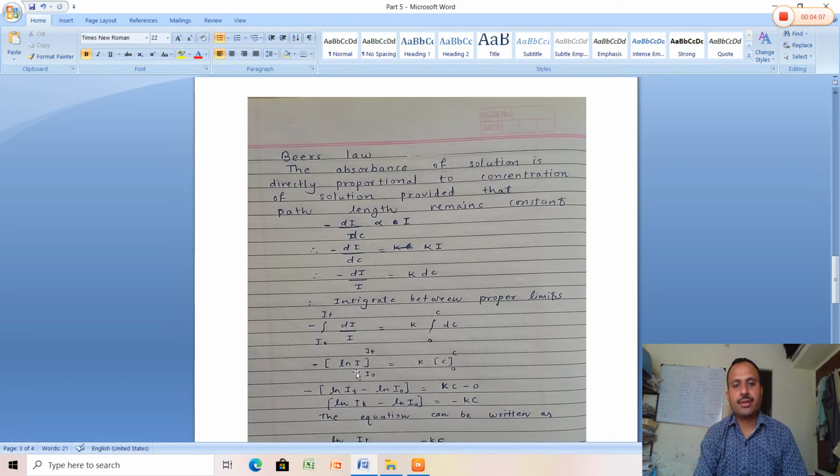Applying the upper and lower limits, we get minus ln IT, the upper limit, minus ln I0, the lower limit, is equal to k into C, the upper limit, minus k into 0, which is 0. So ln IT minus ln I0 is equal to minus kC, because the negative sign is shifted to the right hand side.